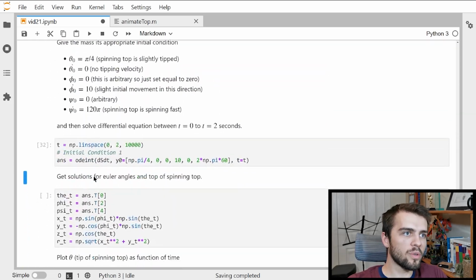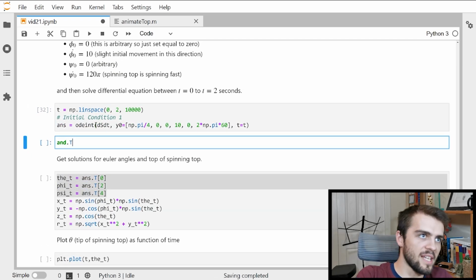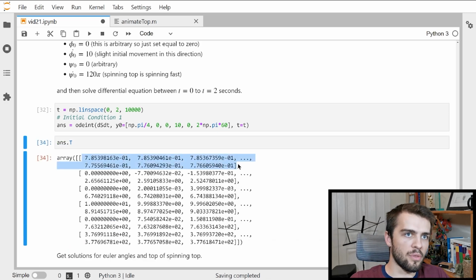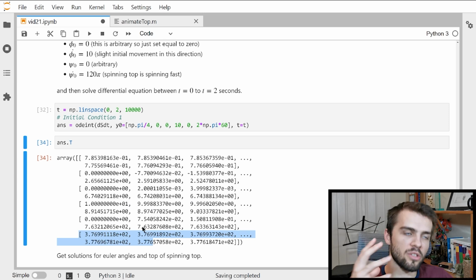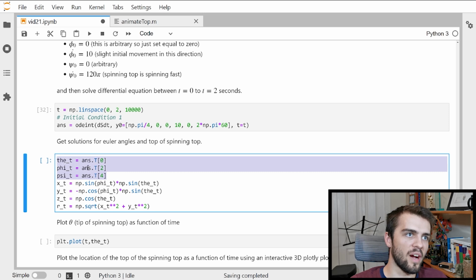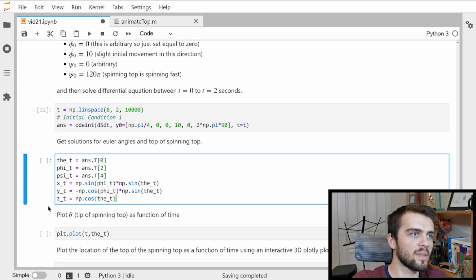So I get my Euler angles as a function of time by looking at the answer. The answer dot t, answer. The first array will be theta, then theta dot, then phi dot, then psi dot. So it's got all 6 of those variables that I defined. And so I get just theta, phi, and psi using indexing the answer.t. For some reason it comes transposed like that. And then I get the x, y, and z locations of the top of the spinning top as a function of time, and I actually don't need this.